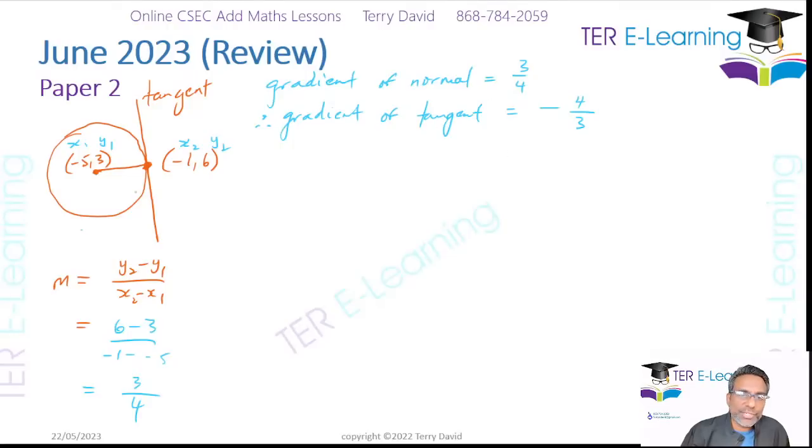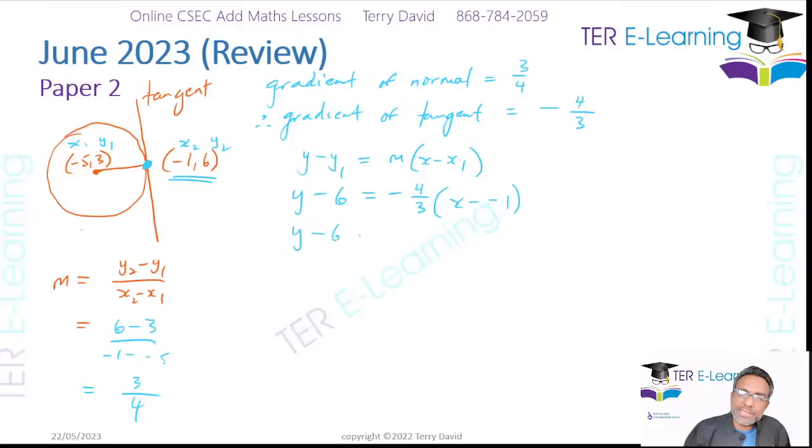So you know the gradient of the tangent, and this is the part that students make a mistake with. The tangent passes through this point. It doesn't pass through the center. So the point that you're going to have to use in your calculation is minus 1, 6. So we can use the formula y minus y1 is equal to m into x minus x1. Whatever method you have to work out the formula, that's okay. So it's going to be y minus 6 is equal to minus 4 over 3 multiplied by x minus minus 1. So therefore, y minus 6 is equal to minus 4 over 3 times x plus 1, so this is going to be minus 4 over 3.